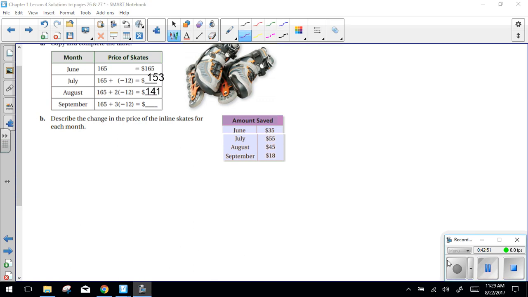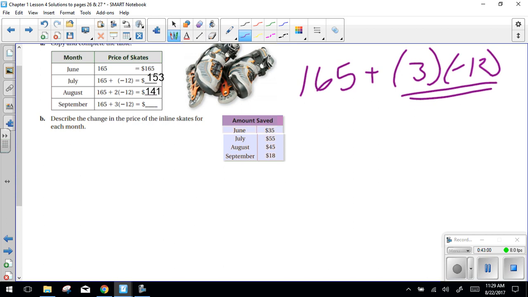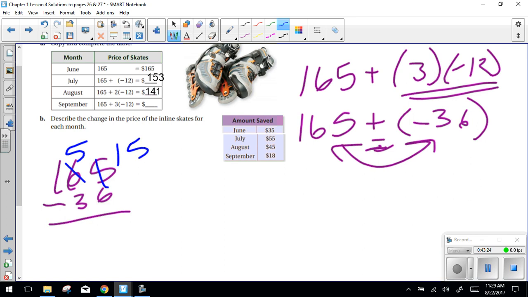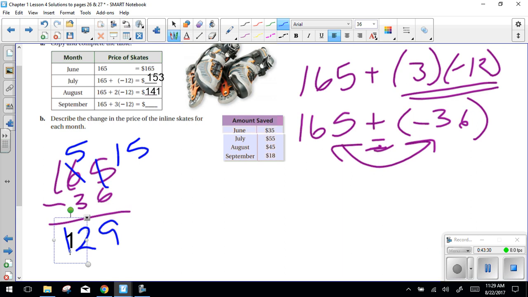Okay, so for September, we're going to do 165 plus 3 times negative 12. So we're going to multiply first and then subtract. A positive times a negative is a negative. 12 times 3 is 36. So since the signs are different in addition, we're going to subtract. We're going to take 165 minus 36. So we're going to borrow, make this a 5 and this a 15. That becomes 9, 2, 1. So we get $129.